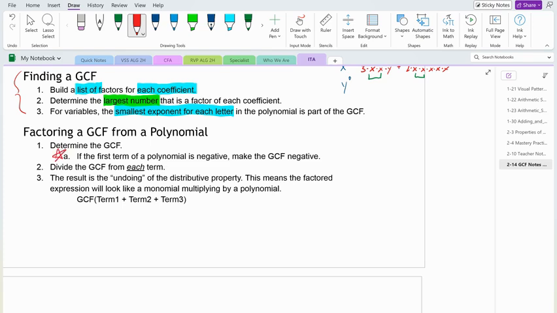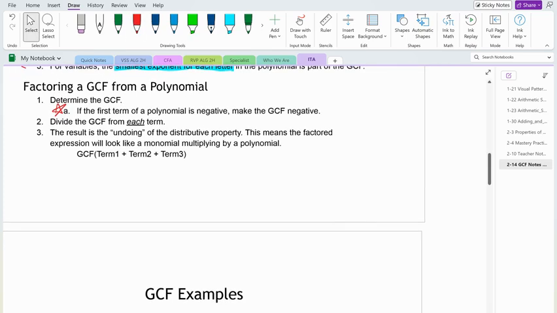If the first term is negative, then we want the greatest common factor to be negative. So when we're looking at our polynomial, if the first term is negative, I'm always going to put a little red star and say, oh, we need to be careful. We need our greatest common factor to be negative. We're going to divide that greatest common factor from each term. And then your result will look something like this. There will be a number or an expression multiplying by multiple terms inside. All right. So it's going to look like the distributive property. And that's really what we're doing. Factoring is undoing that distributive property.